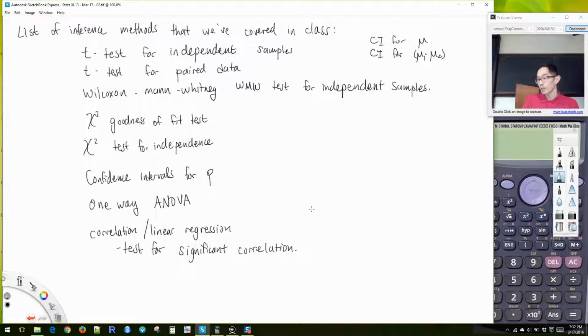But I'd say everything prior to the midterm was kind of preparing us for inference: all of this descriptive statistics and probability and sampling distributions. That was to prepare us for inference, and then the second half was all focusing on statistical inference. And so the final will definitely have a focus on statistical inference.